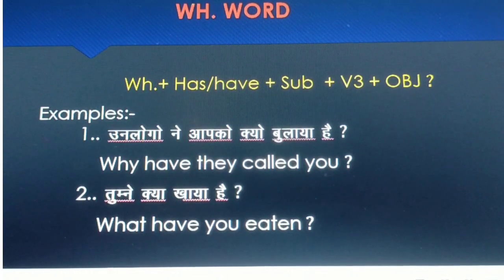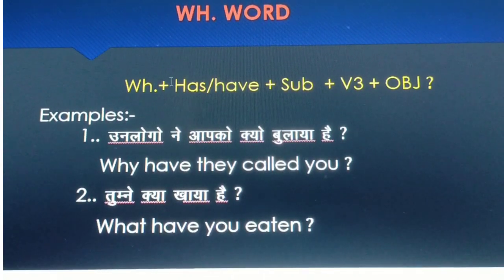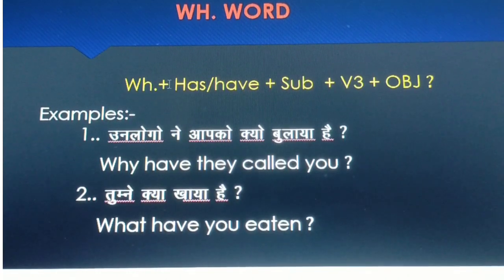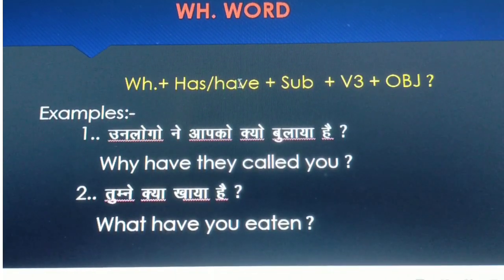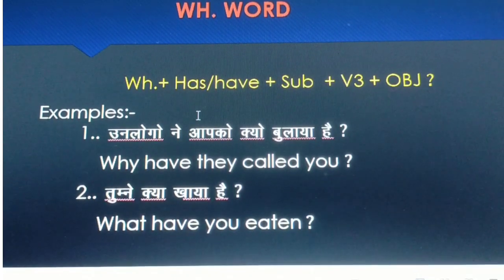अगर सेंटेंस आपका WH हो, then you have to use first WH word, then you have to use the auxiliary verbs, then you have to use the subject, and then you have to use the verb in the third form, and then the object with question mark. Let us take examples as mentioned here.